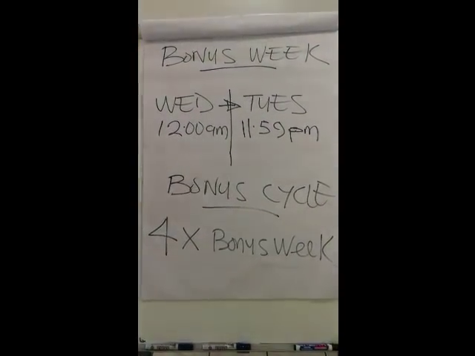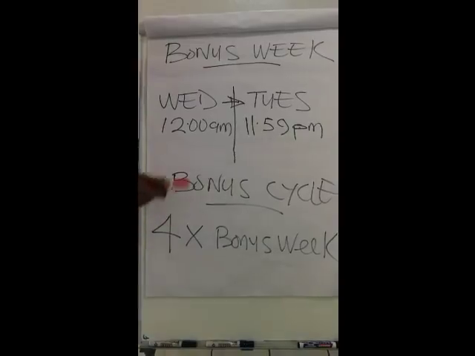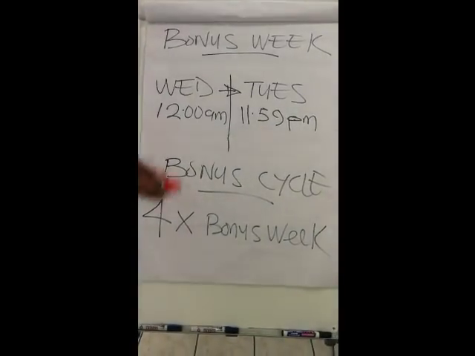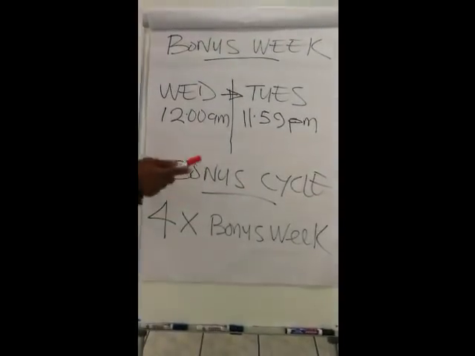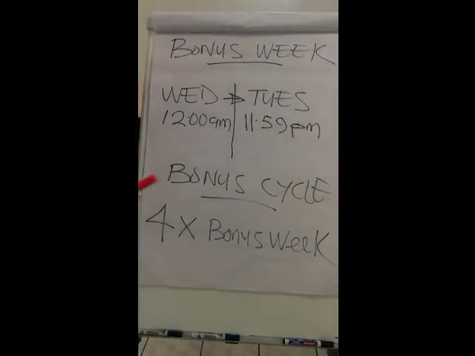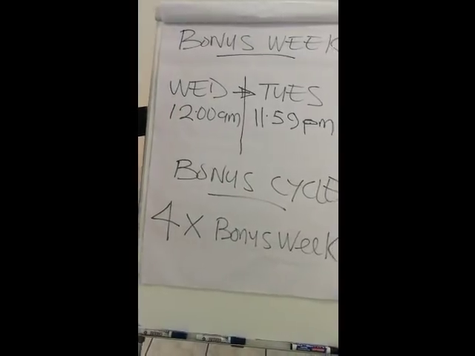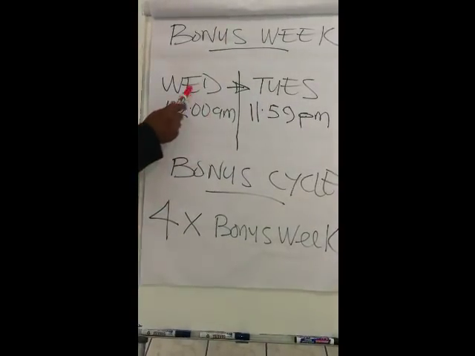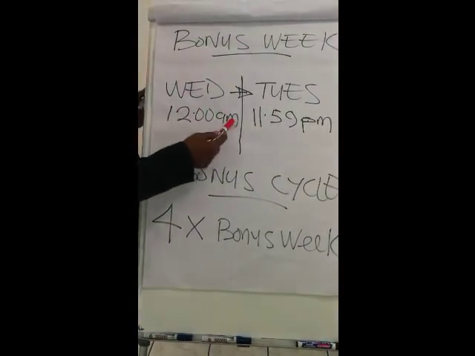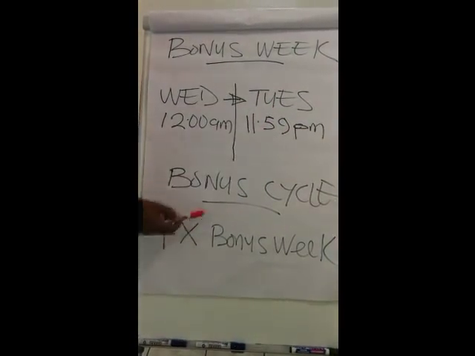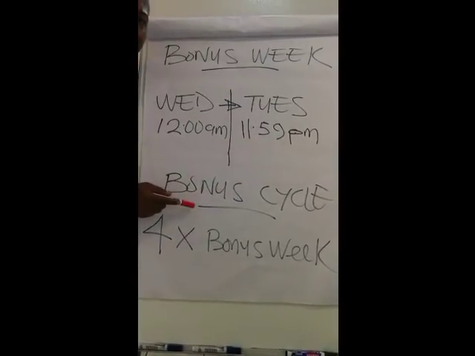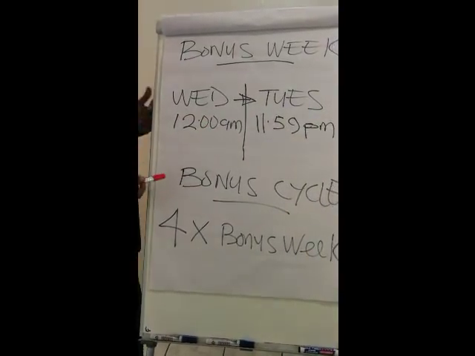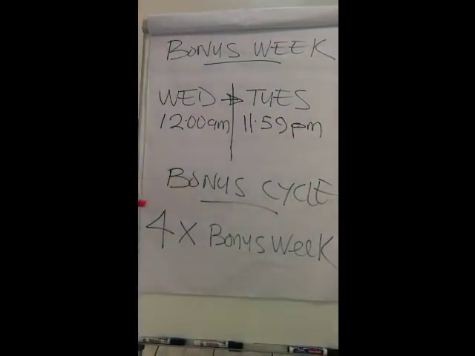Also, very important that we know, there's what we call in Norland the bonus week. When people say, so I earn every week, I get the money every week, you will get the money every week. But Norland does not calculate the week like Monday to Sunday. The Norland week is different, and it's important that you know that. The bonus week for Norland starts from 12 a.m. and ends on 11:59 p.m. on Tuesday. So every Tuesday night, just before midnight, the week ends. Another fresh week starts at 12 a.m. the next day.